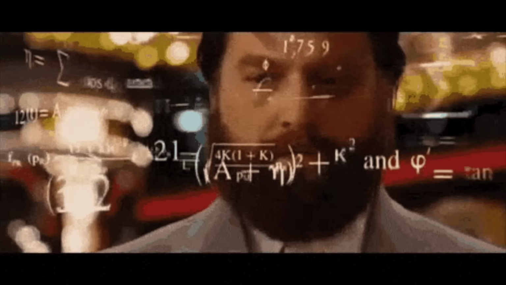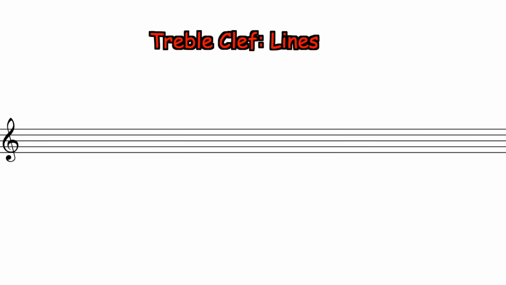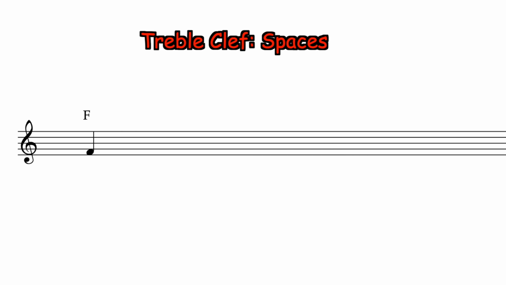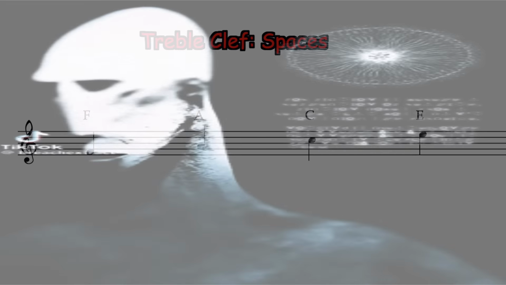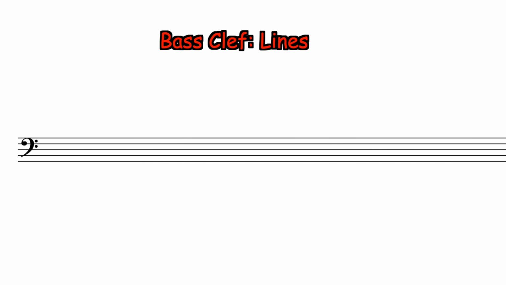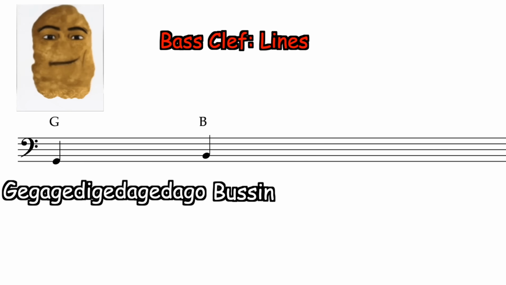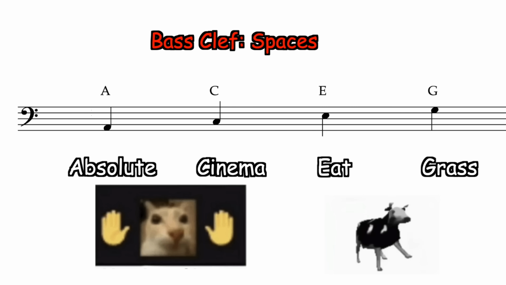Well, just memorize some mnemonics. For example, the treble clef lines can be memorized with every goofy blood deserves phantom's tax. The spaces in between a treble clef can be just imagined with a locked-in face. The lines for a bass clef can be memorized with gida-gidi gida-gida-go bussin' delulu fam 8. And finally, you can remember the spaces in a bass clef with absolute cinema eat grass.